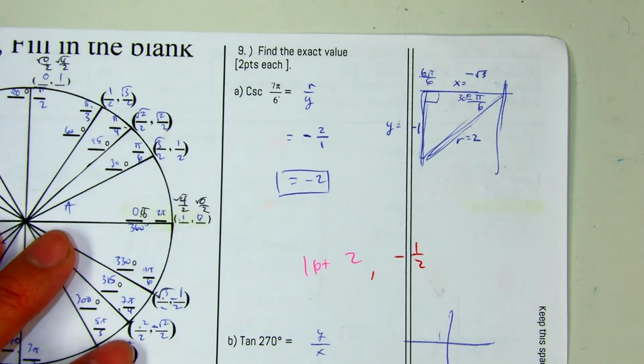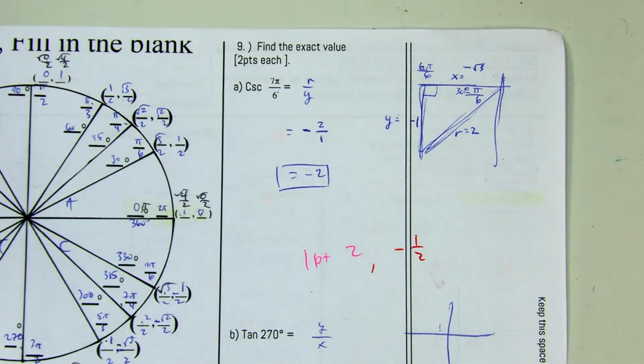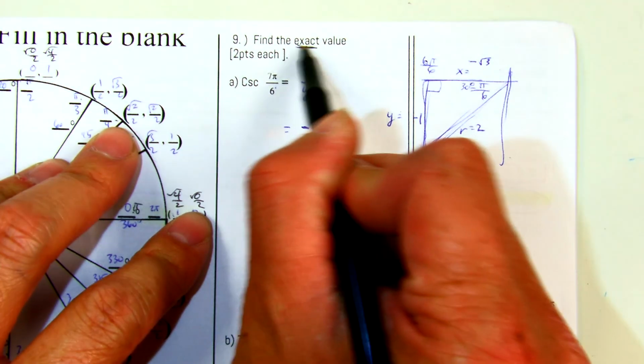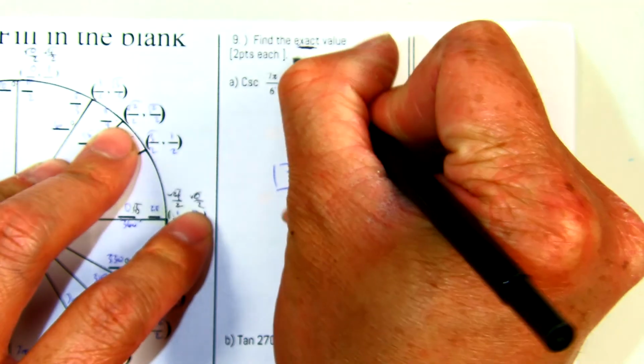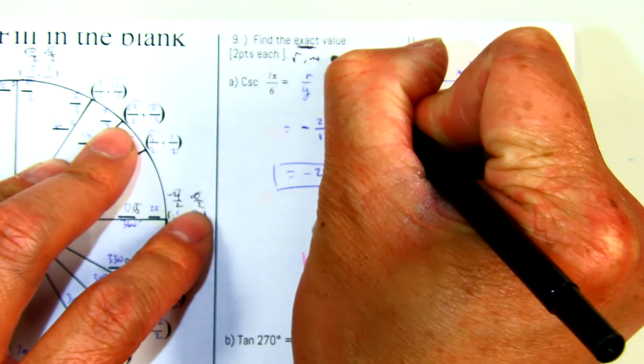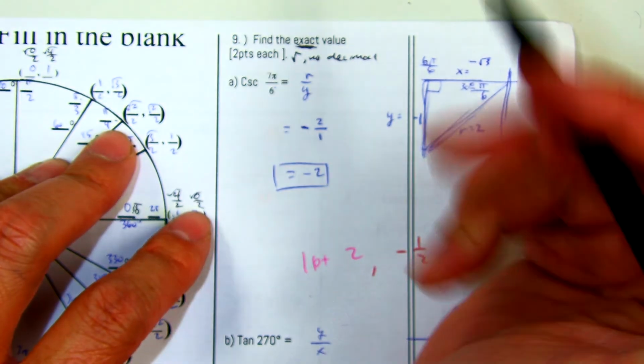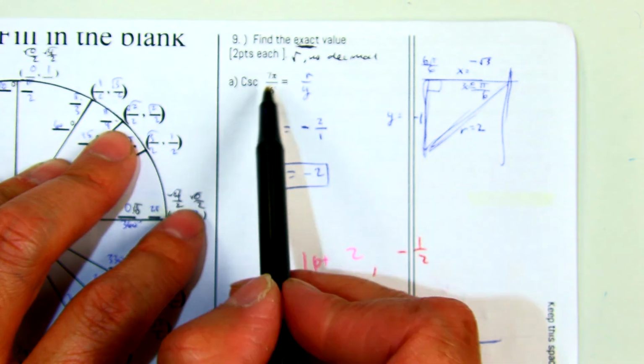Alright, these were probably the most missed questions. Remember, an exact value is radicals, no decimals, which implies that you shouldn't be using your calculator. Cosecant at 7 pi over 6.